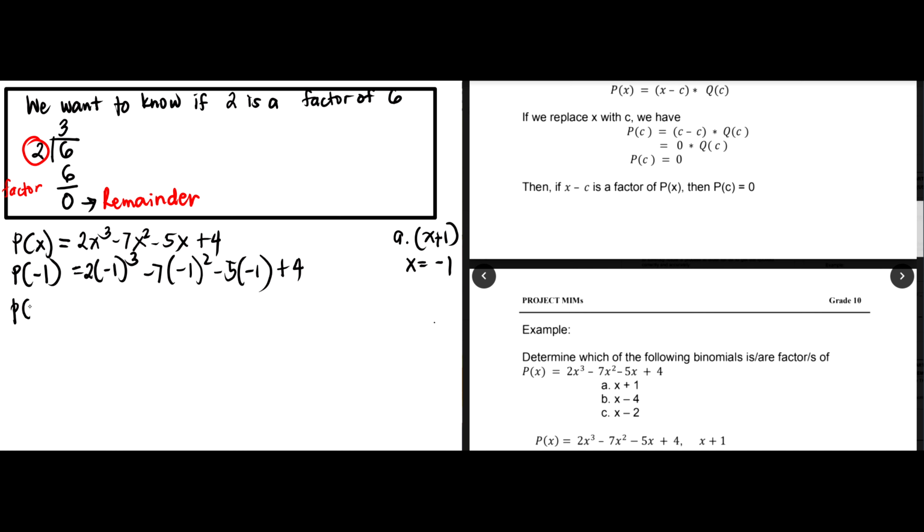So, p of negative 1. So, 2 times negative 1 times negative 1. Negative times negative, positive. So, positive 1 ka na. Times negative 1 ulit. So, negative 1 siya. Minus 7 times positive 1 na to. So, negative times negative, that's positive. Plus 4. So, this is negative 2 kasi positive times negative, that's negative. Negative times positive, that's negative.